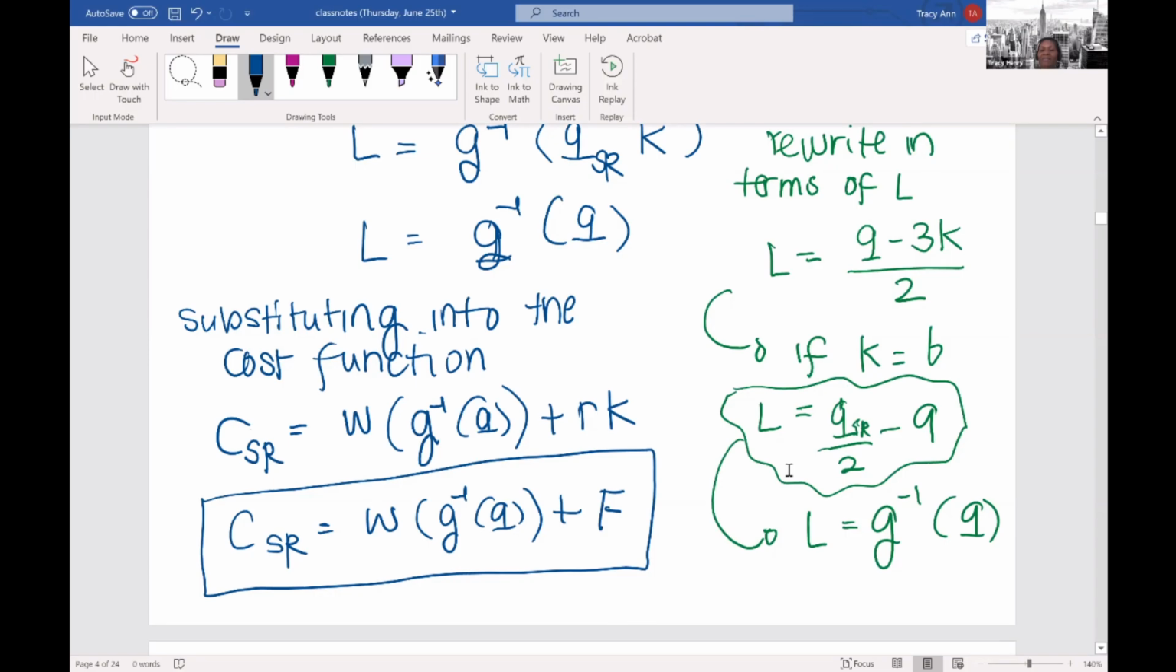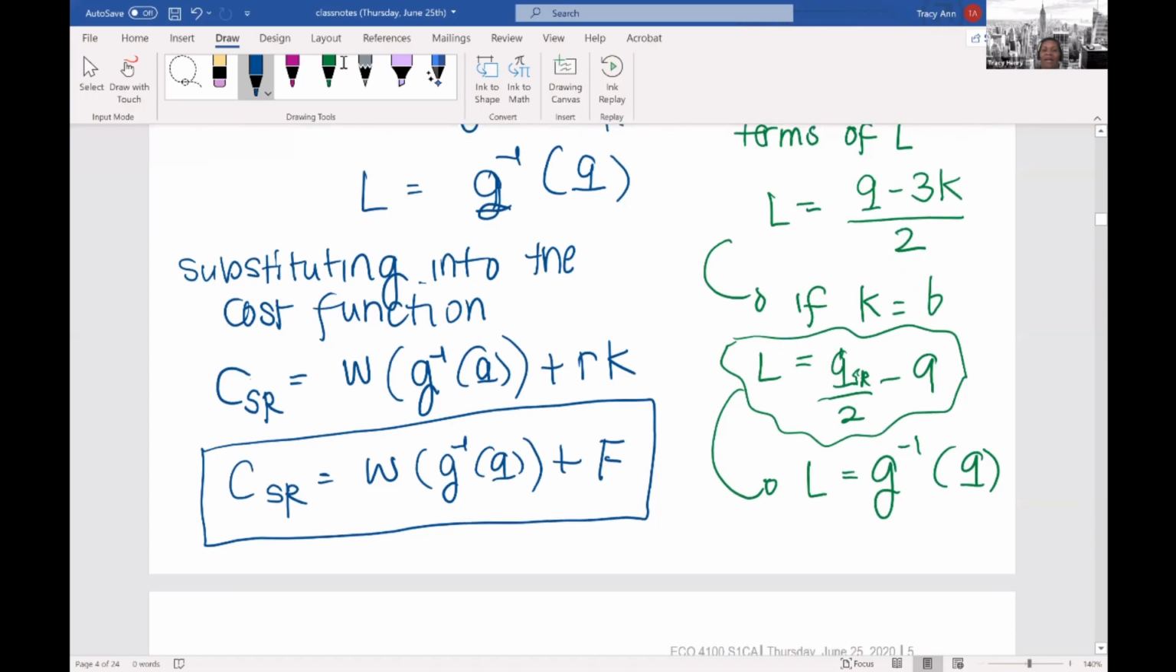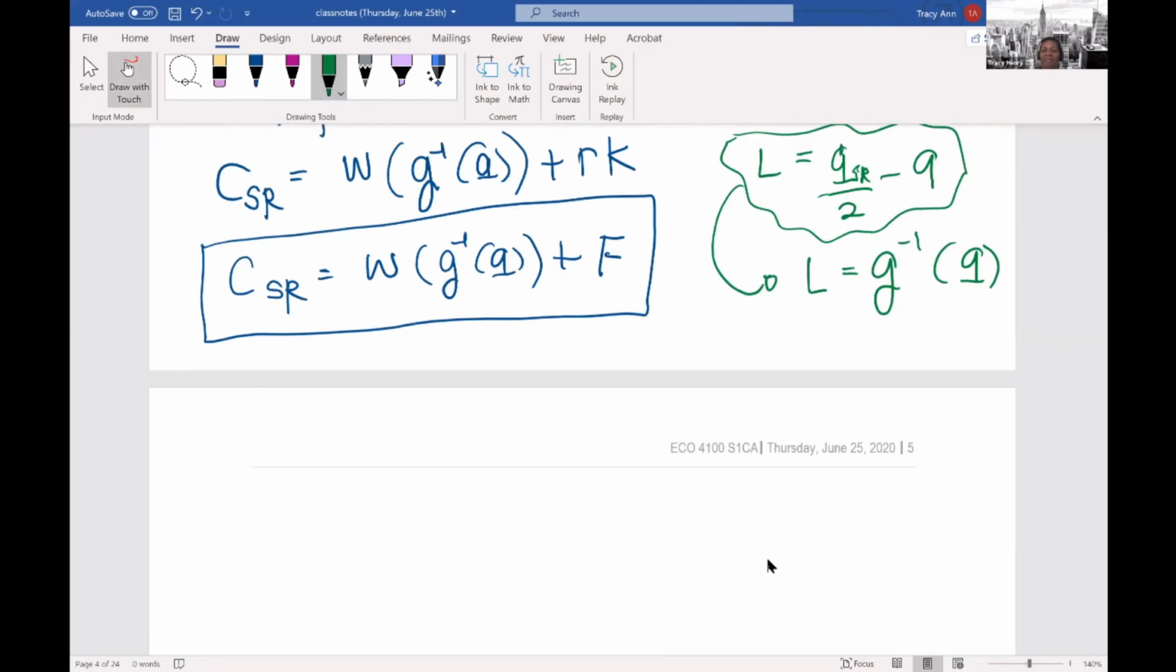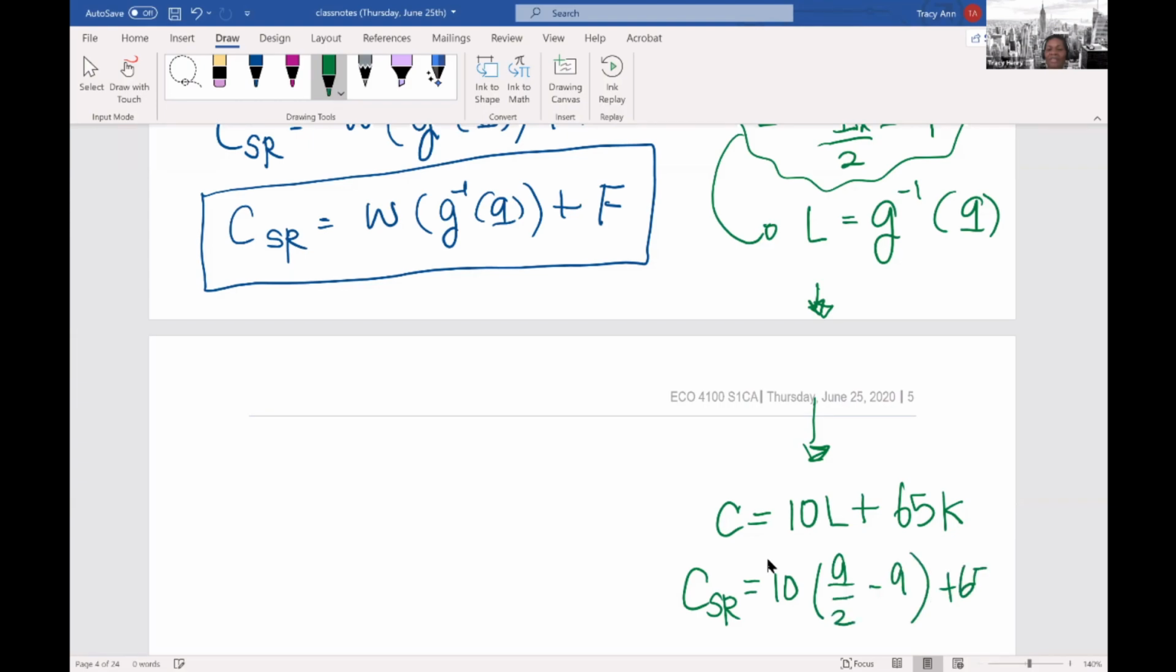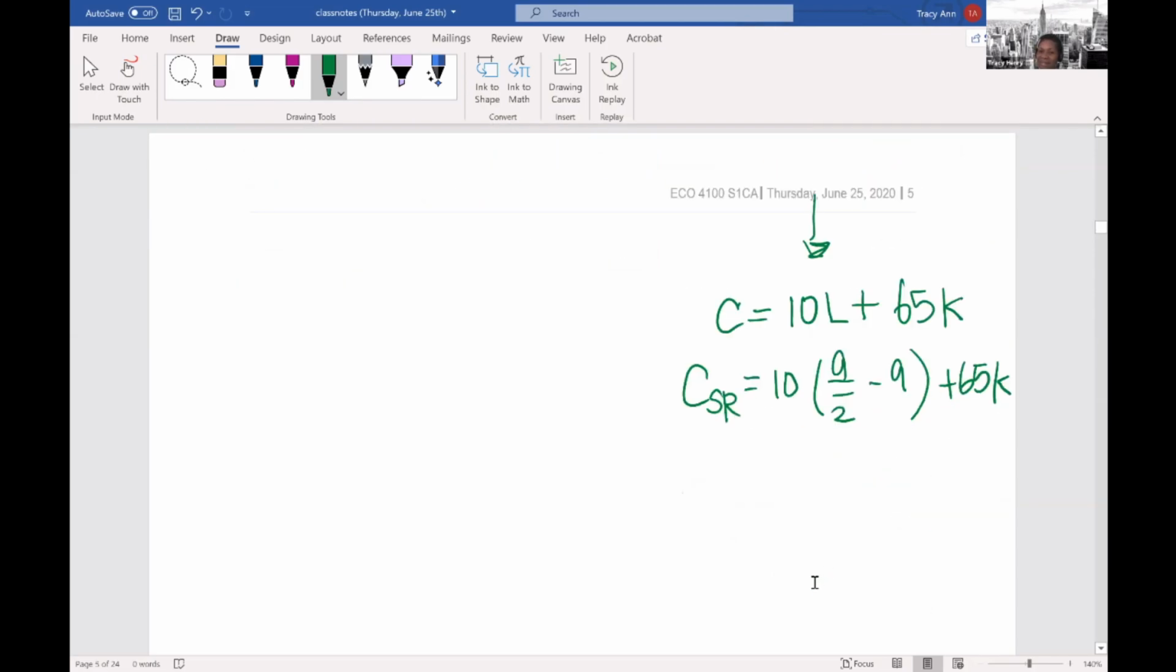Continuing with this example here, if you notice I have L equal to Q over 2 minus 9. If I had a cost function, let's say C, so let's just do this, we continue. If I had C is equal to, and let's say W is 10L plus, and my R is 65K, then basically I'm going to say my CSR is equal to 10 times Q over 2 minus 9 plus 65K. That's what I'm doing. And we know that K is equal to 6.